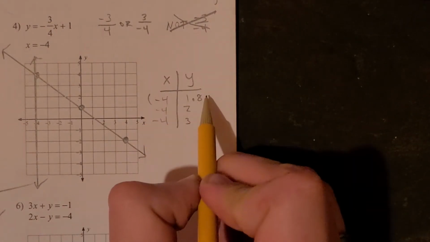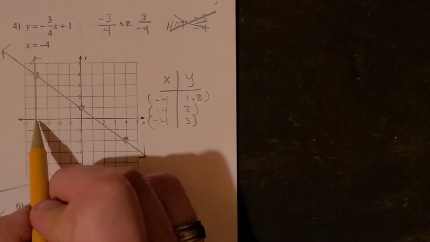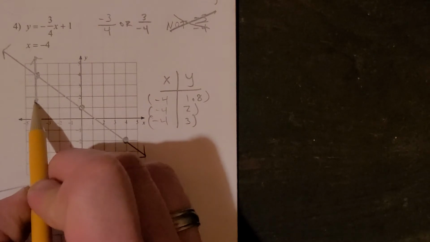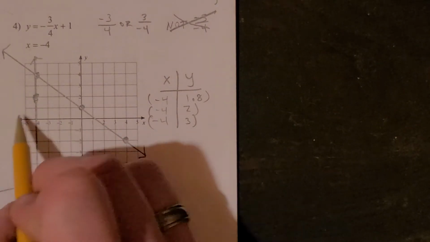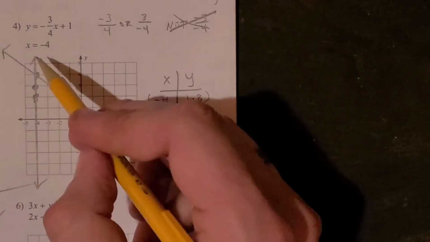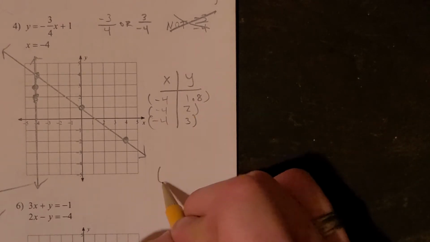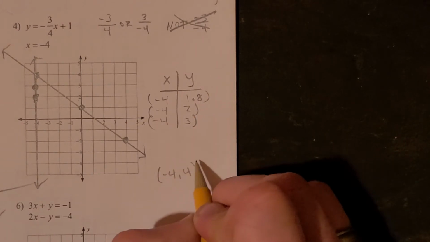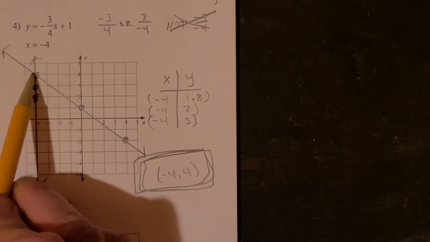So now these are coordinates that I can graph. Negative 4, comma 1.8. That's right. Negative 4, comma 2. Negative 4, comma 3. You can see all of those points are in this line. Don't forget, you actually have to write your answer. I have not written my answer yet. My answer is negative 4, comma 4 because that's where they touch. That's this point right here.